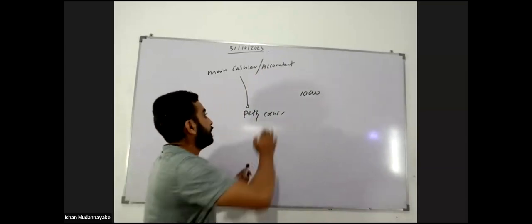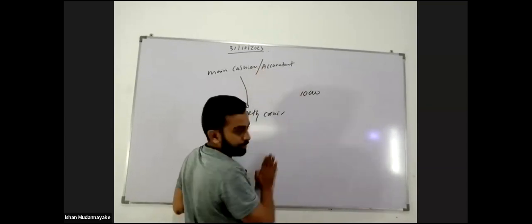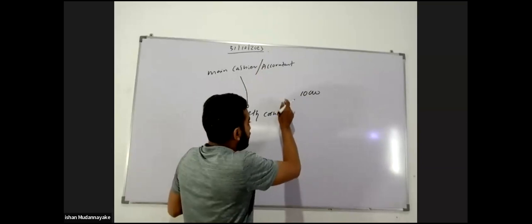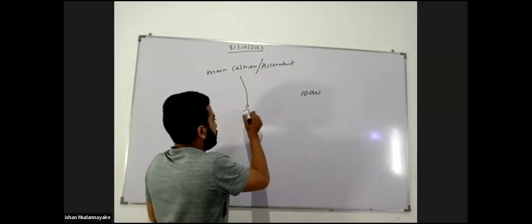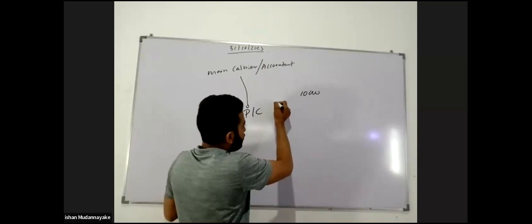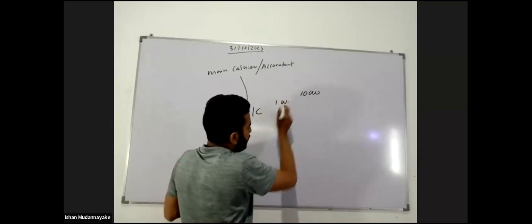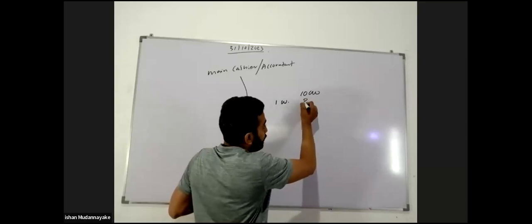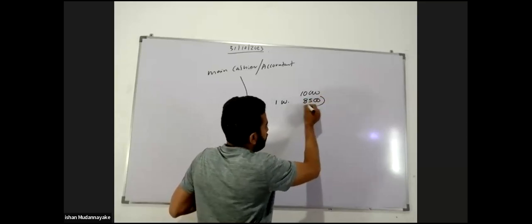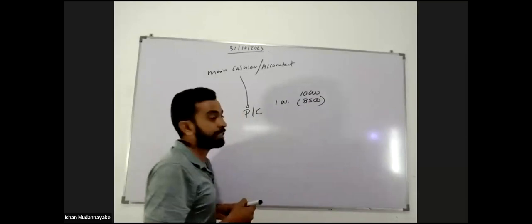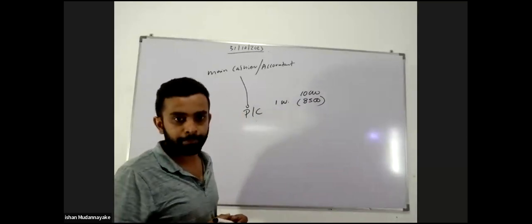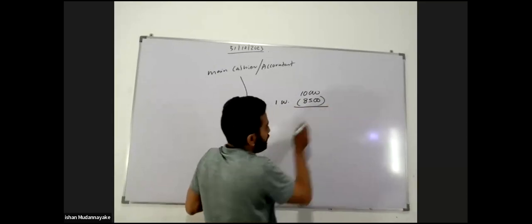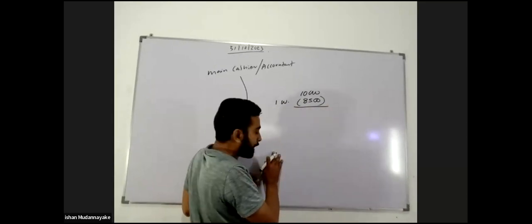Then the main cashier paid 10,000 to the petty cashier. Let's say, students, in the first week, the total petty cash expenses are 8,500. Then at the end of the first week, what is the remaining cash balance with the petty cashier?